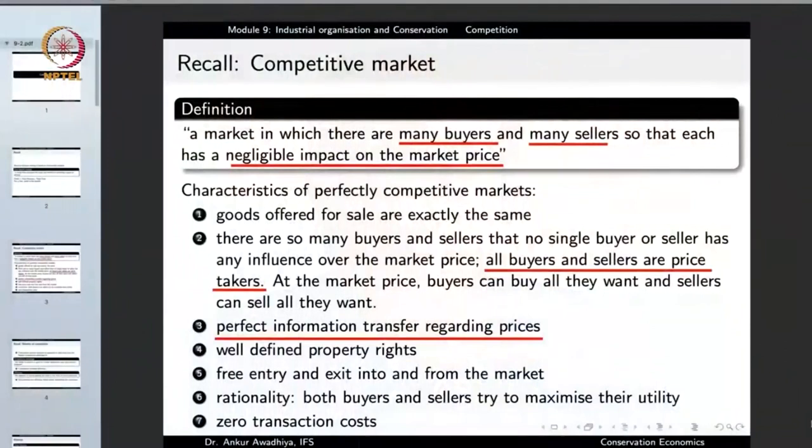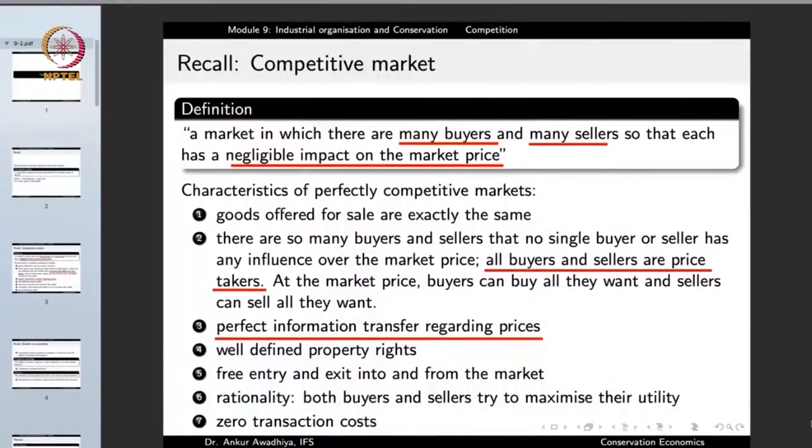Similarly, the sellers who find that their costs are less than the market prices, so they can earn a profit, will enter into the market. Those sellers whose cost of production is very high will exit from the market. So in the case of a competitive market, because we have a very large number of buyers and sellers, and we want to maintain that condition, there is also free entry and exit from the market.